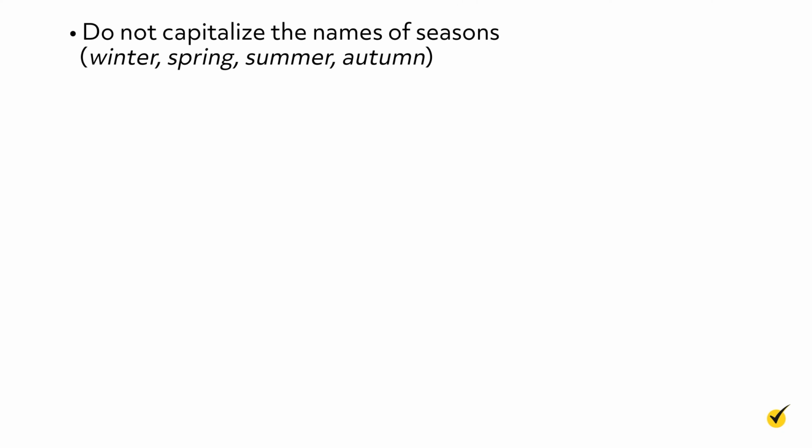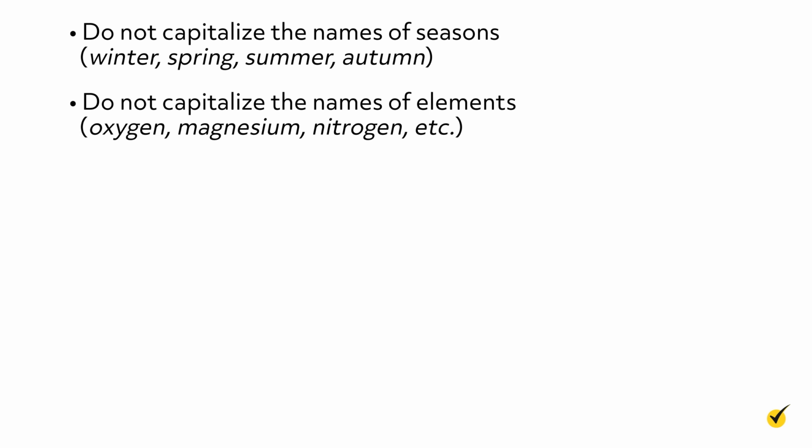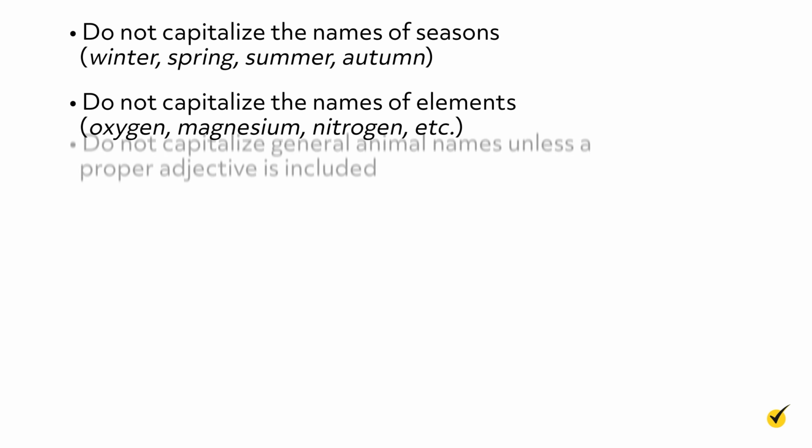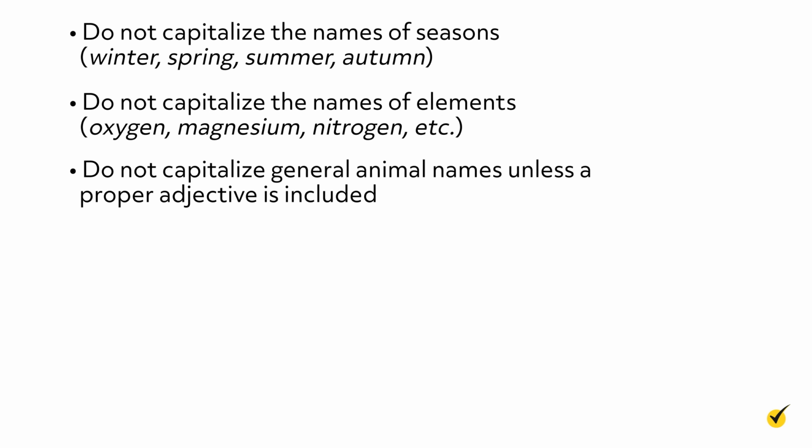Okay, now that we've looked at words you should always capitalize, let's take a look at some that you should never capitalize unless they're the first word of a sentence or appear in a title. Do not capitalize the names of seasons. Do not capitalize the names of elements. Do not capitalize general animal names unless a proper adjective is included. For instance, you wouldn't capitalize black bear or red panda, but you would capitalize the G in German shepherd.